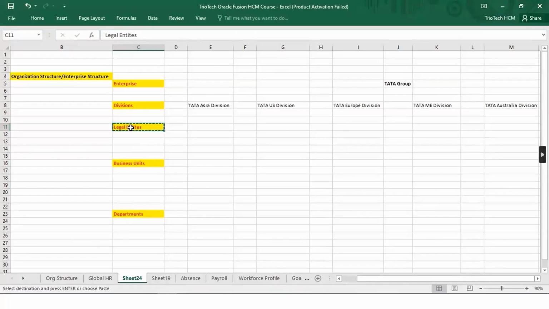What is the definition of legal entity? A company, or an entity, which is legally registered in that respective country as per the government rules and regulations is called as legal entity. Because why the name Oracle given as legal entity? Entity means a company, basically. The meaning of entity is nothing but a company. But why is it legal entity or legal company? The name legal, why is Oracle giving it?